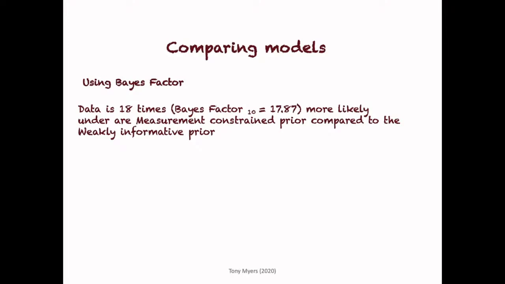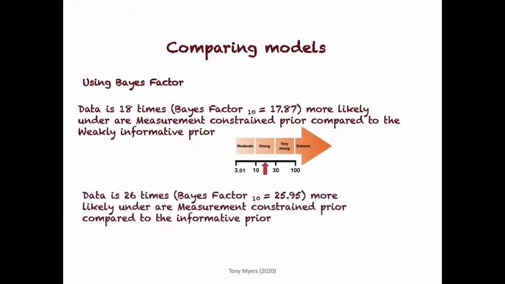Comparing initially the measurement constraint prior with the weakly informed prior, the measurement constraint prior, remember, was not restricted, but put probability on values around plus or minus 2.5 meters per second. This suggests that the model is 18 times more likely under the measurement constraint prior compared to the weakly informed prior. So the measurement constrained prior came out as a better fit. Strong evidence, if you like, on a Bayes factor scale.